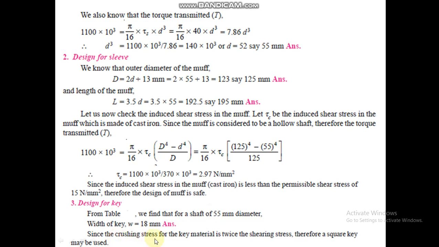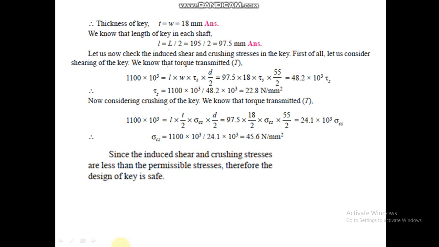So since crushing stress, which is 80 for the key material, is twice the shear stress, which is 40, so if crushing stress is double the shear stress, therefore a square key may be used. So we will use a square key, means the width and thickness of the key is same, that is 18 mm.